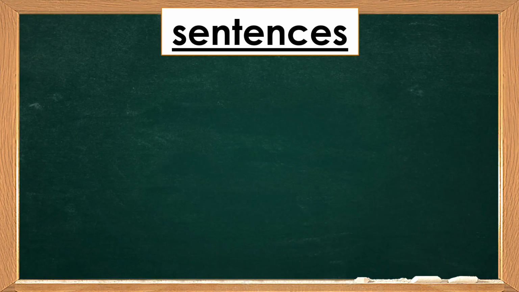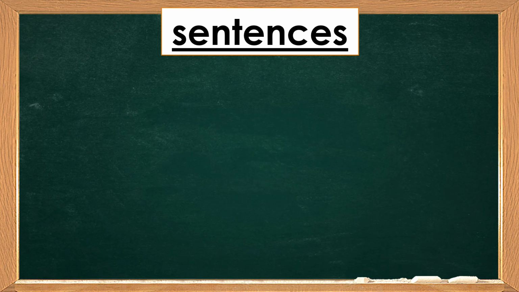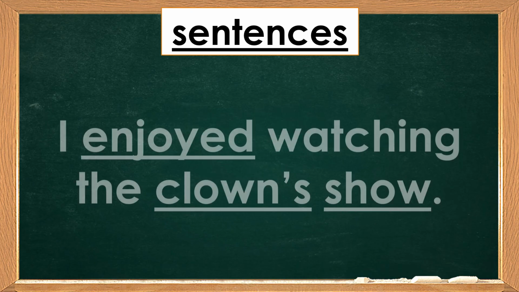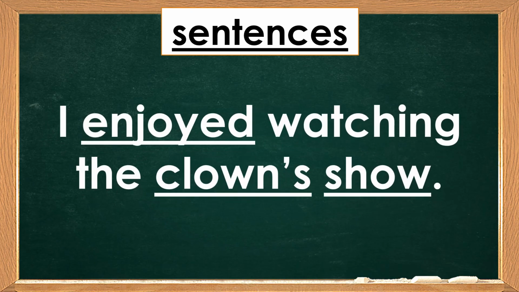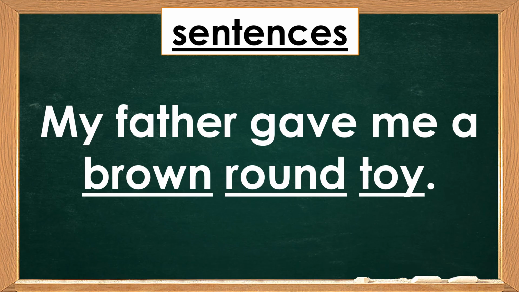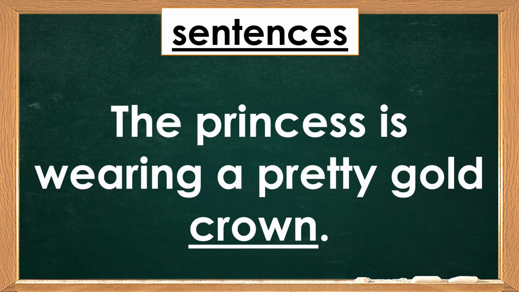Now, let's read the sentences with words that have vowel diphthongs. The farmers toil the soil. Roy joined the sports team. I enjoyed watching the clowns show. My father gave me a brown round toy. The princess is wearing a pretty gold crown.